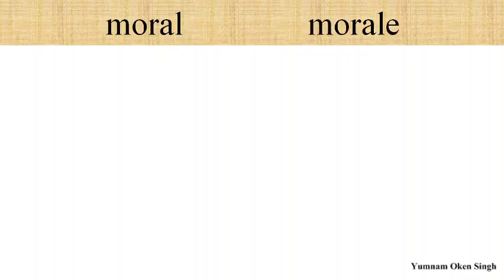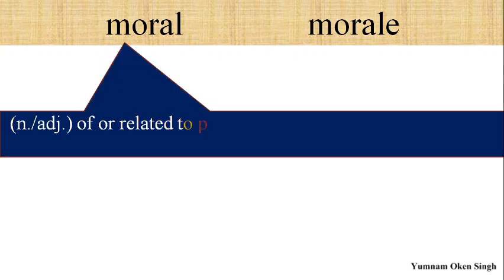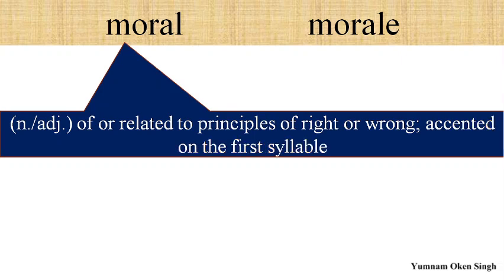Here we have 2 words, one is moral and the second one is morale. Let's see the difference here. The first one, moral, is a noun or adjective meaning of or related to principles of right or wrong, and when we pronounce it we give the stress on the first syllable, so it is moral.